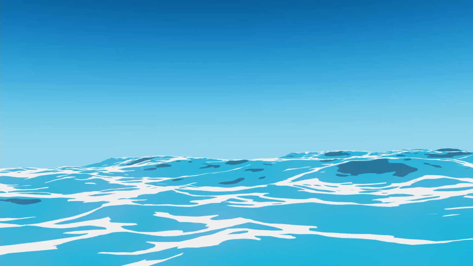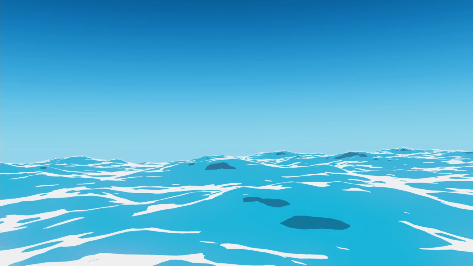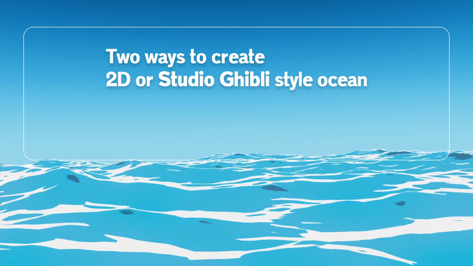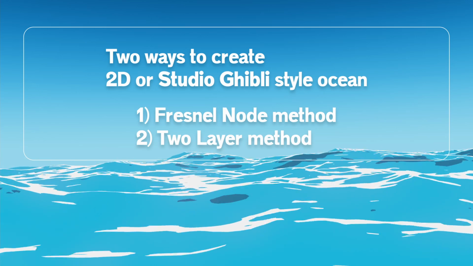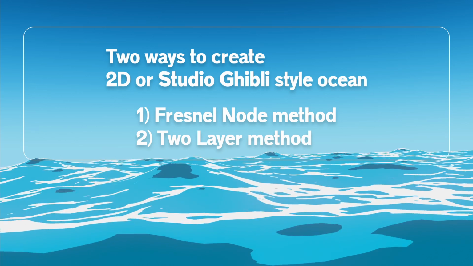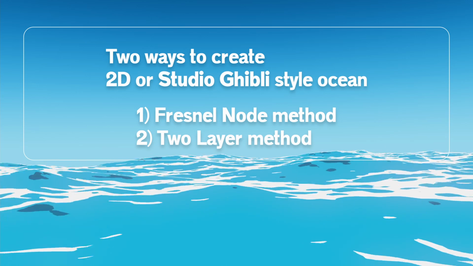In this tutorial, I will show you how to make a 2D looking ocean in Blender. There are two ways you can make a 2D looking ocean or Studio Ghibli style looking ocean. First is using the Fresnel node, and second is the two layer method.